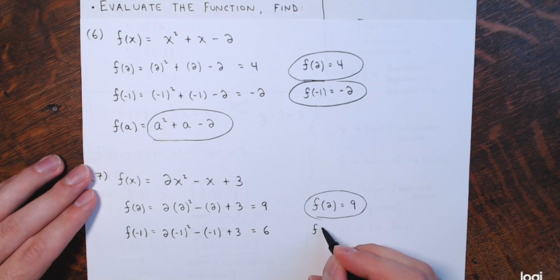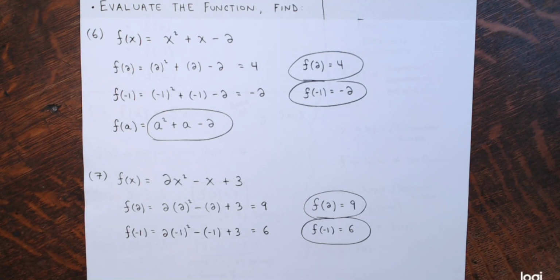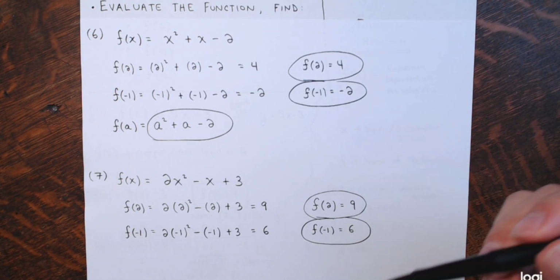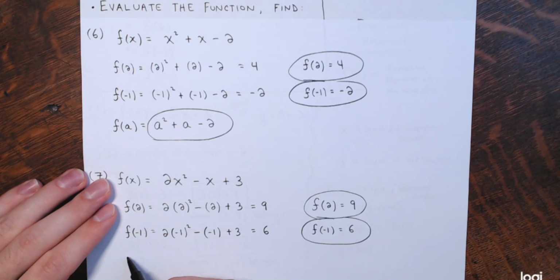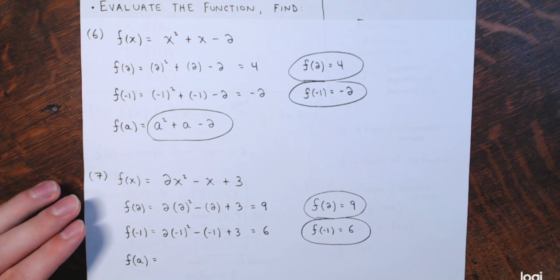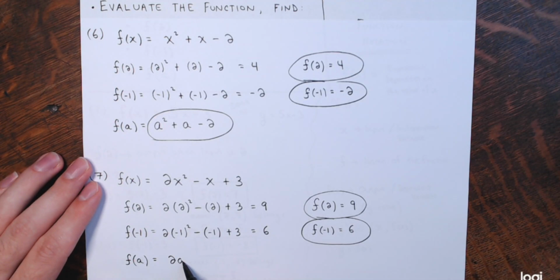So the value of f at negative 1 is positive 6. And if you were again listing ordered pairs that belong to this function little f, the ordered pair negative 1 comma 6 would be part of the function. And then f at a, just go through, replace all the x's with a. Simple as that. So it'd be 2 times a squared minus a plus 3. There you go.